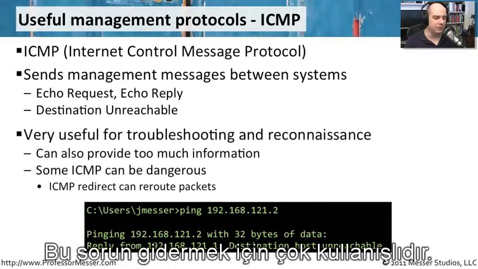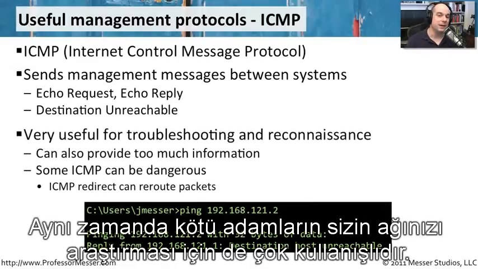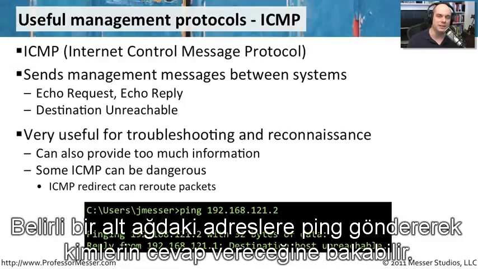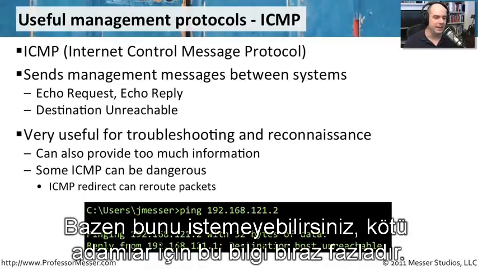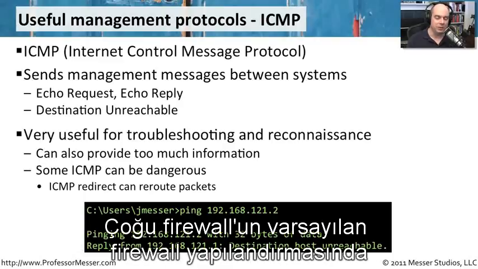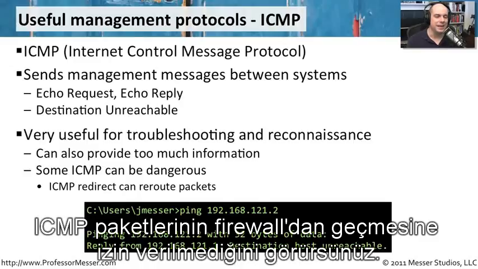Now, this is really useful for troubleshooting. It's also very useful for bad guys to be able to do reconnaissance of your network. Imagine being able to ping all of the systems in a particular subnet and find out who responds back. Sometimes that's not what you want. That's too much information for the bad guys. And you'll notice that most firewalls, one of their default configurations is to disallow ICMP packets to go through the firewall.